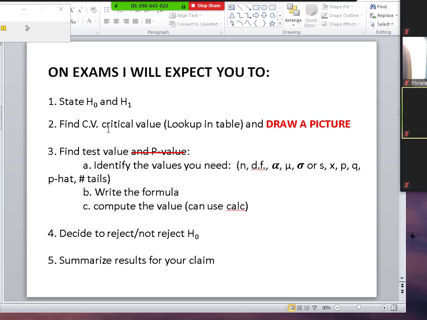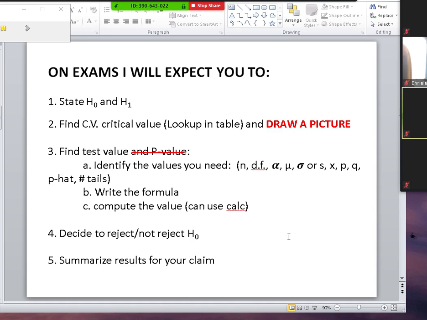So first of all, for Part 2, Step 2, find the critical value. Look up in the T table. Write down, draw a picture also, so add that in there because you have to draw a picture. I expect you to draw a picture on the exam, so add that into that spot. And then see where it says Step 3, find the test value and the p-value. Cross out the p-value. I don't need the p-value, so you can cross that part out.